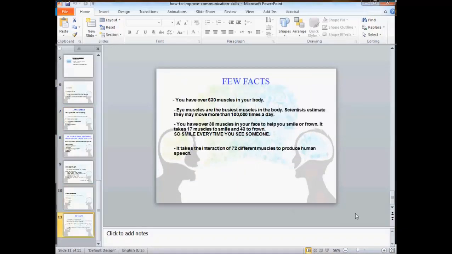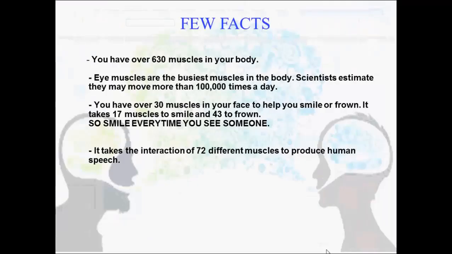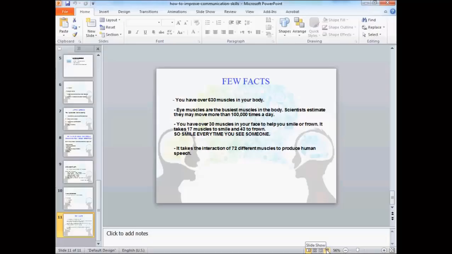Facts are not important really. The slides talk about how many muscles are in the human body, 630 muscles, and that the muscles of the eye move about 100,000 times a day. Don't worry about that. What you need to get is that eye contact is important. We don't care about how many muscles or how many times we use them. And this is the end of it.